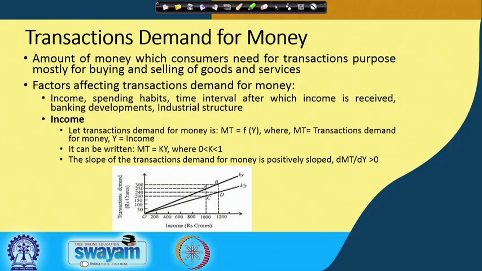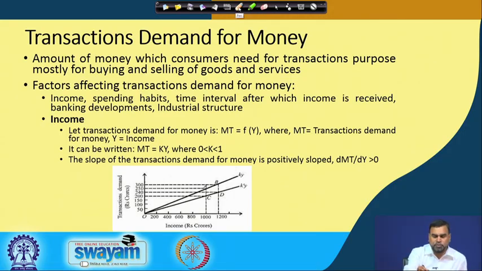So, income is the primary factor which affects the transactions demand for money, and the second one is the spending habits of individuals. If the spending habit is there, then people go to the market, and if they have more confidence in the market, they always participate in the market mechanism for buying and selling commodities. So, spending habit is another one. Another one is the time interval.